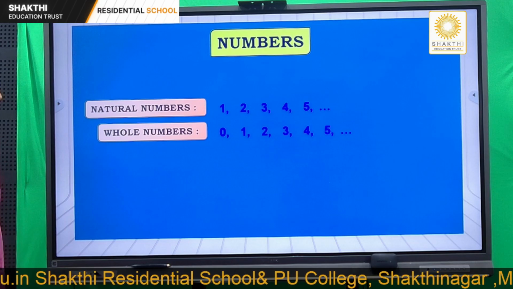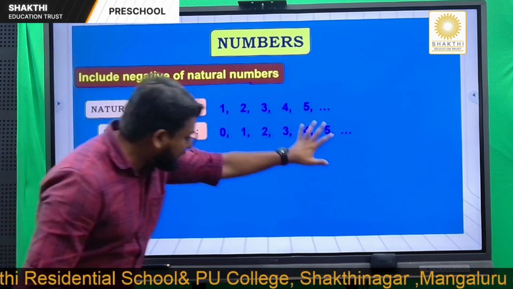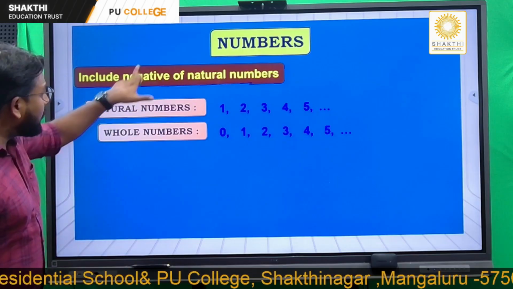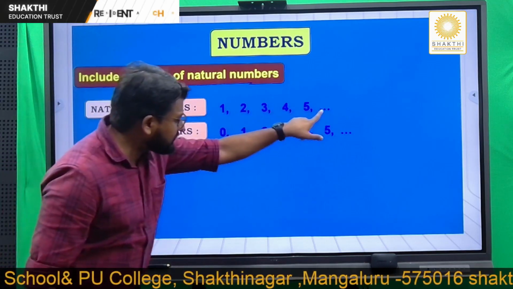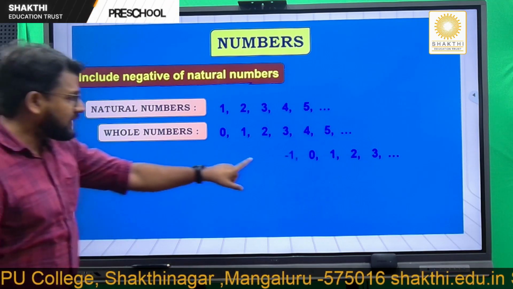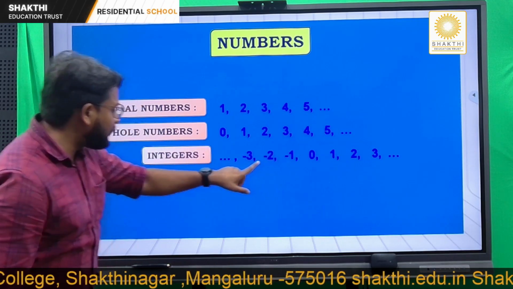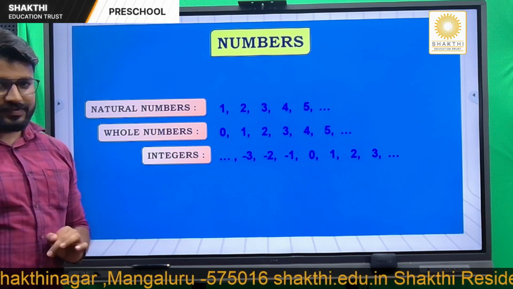Fantastic, isn't it? Now, if for the same set I include the negatives of the natural numbers, you know these are the natural numbers. If you take the negative of these, what I mean to say is, something like this: negative 1, negative 2, and so on. This set of numbers, we call integers.